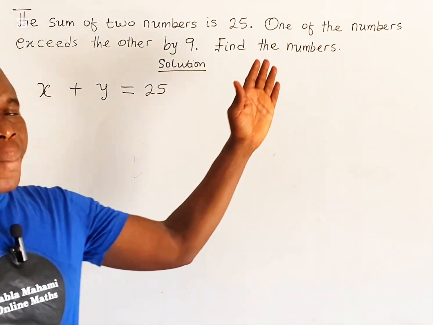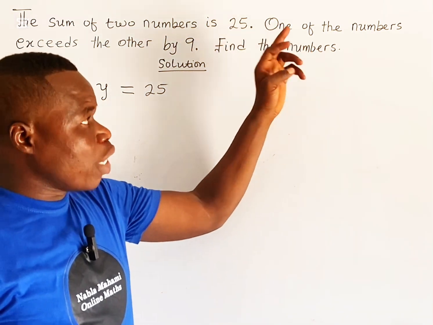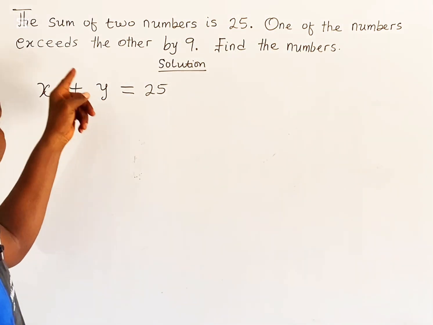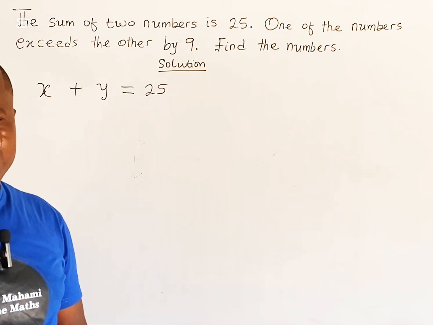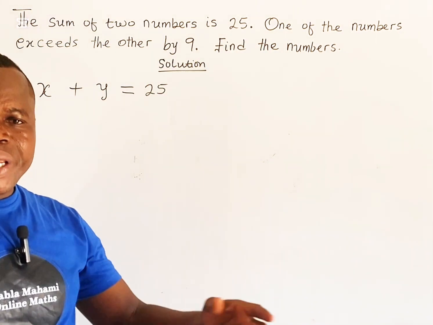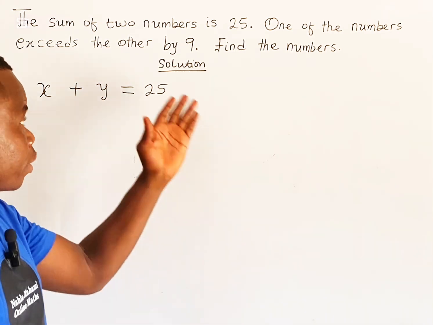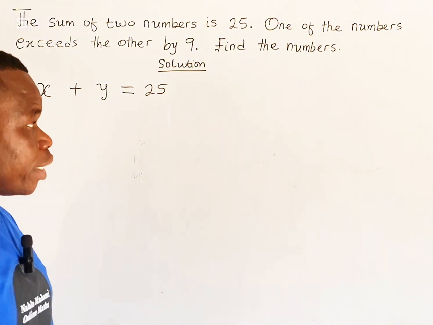Then you take the second part of the question. And that part is saying that one of the numbers exceeds the other by 9. This sentence can be interpreted so many ways. So let's look at how you can interpret this particular sentence.